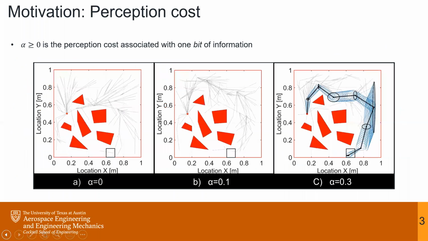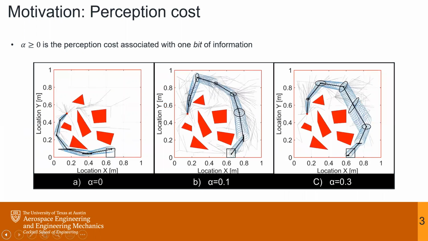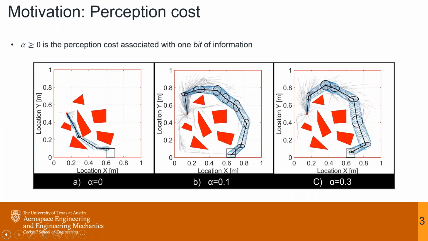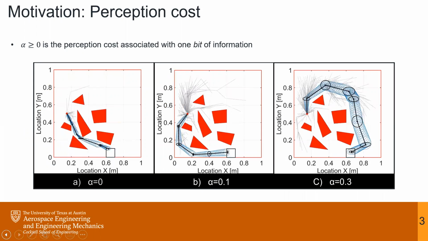In this research, we develop a flexible algorithm in which the importance of perception is tuned through the parameter alpha. The larger alpha puts more weight on perception cost. For example, the shown videos are the result of our proposed algorithm for different values of alpha. As it can be inferred, for alpha equals 0, the robot selects the path which has the shortest Euclidean distance. But by increasing alpha, it selects the paths which have higher Euclidean lengths but require fewer sensing actions.